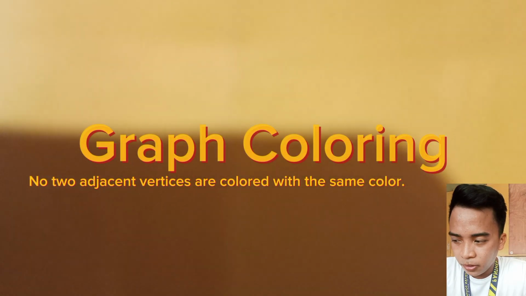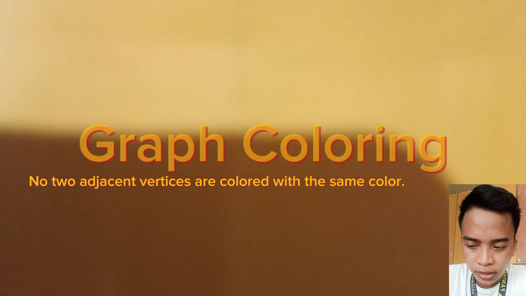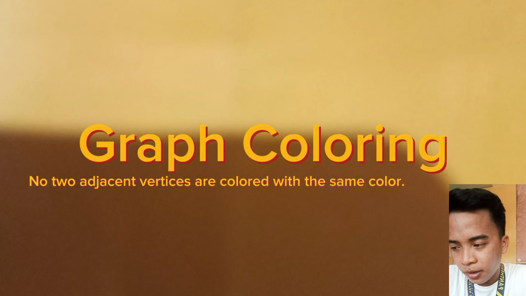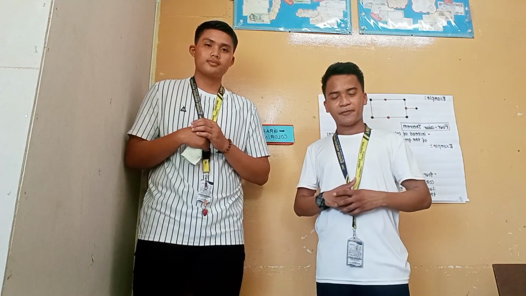So in this topic, all you need to do is to ensure that there exists no edge in the graph whose end vertices are colored with the same color. So that's all for graph coloring.